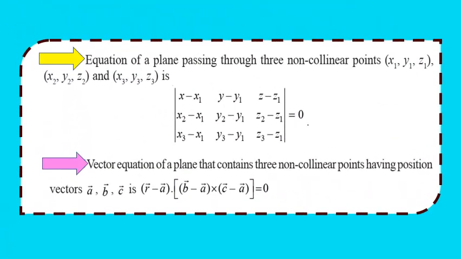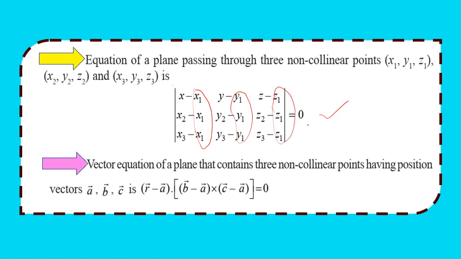Next we have the equation of a plane passing through three non-collinear points x1, y1, z1, x2, y2, z2 and x3, y3, z3. In the Cartesian form it is the determinant with rows: x minus x1, y minus y1, z minus z1; x2 minus x1, y2 minus y1, z2 minus z1; x3 minus x1, y3 minus y1, z3 minus z1, equals 0. Now remember this, that this point should be the same.